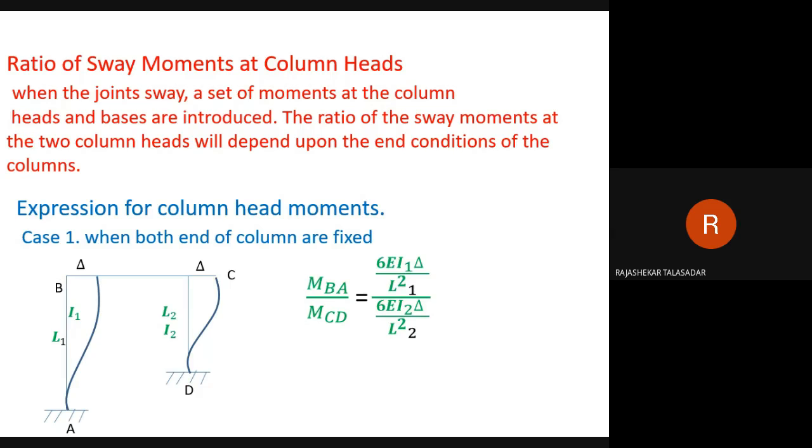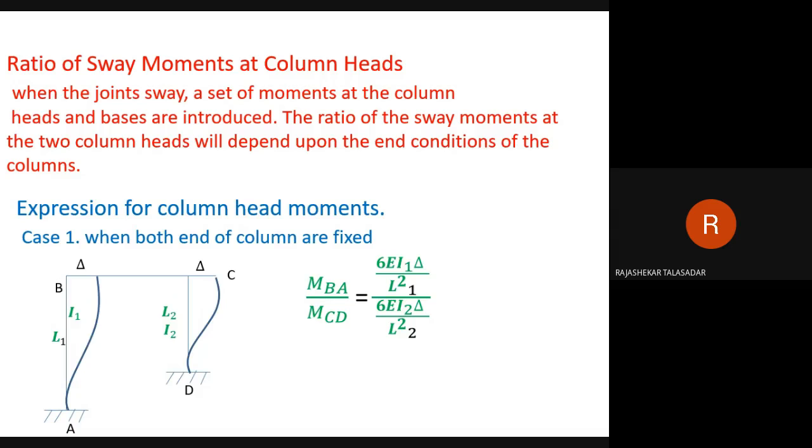Now, if you take the ratio of that MBA divided by MCD, the ratio of column head moments, not same column, end moments. MBA divided by MCD. This is called a ratio of column head moments. What is the moment required to settle it down by delta? You already derived it in your slope deflection method. I think it is 6 EI delta by L square.